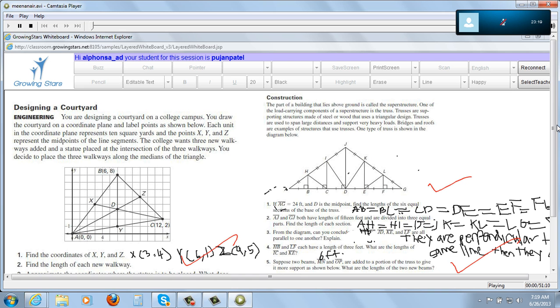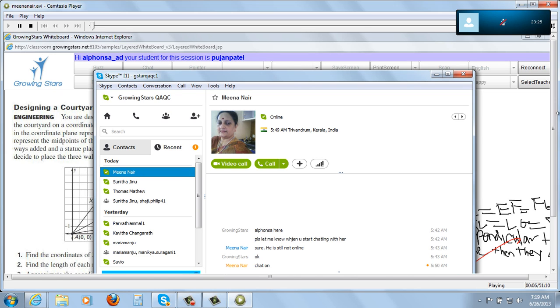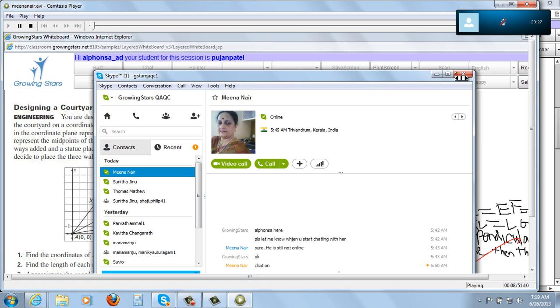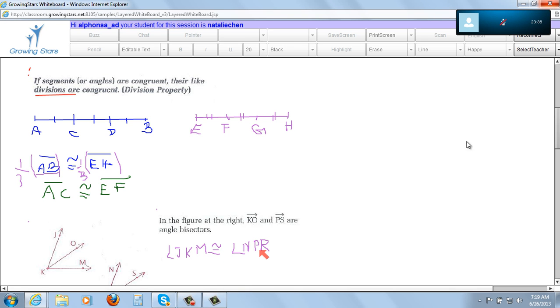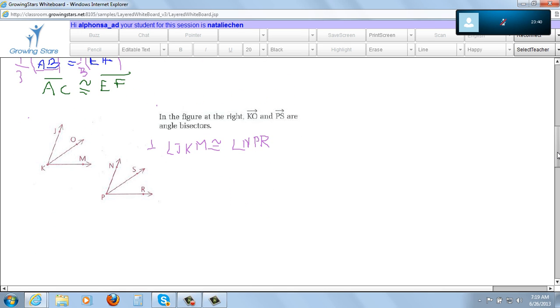In the same way, what is the relation between angle NPS and angle NPR? NPS is also half of NPR. So here, angle JKM is congruent to angle NPR, so 1/2 of JKM, that means you are dividing by the same number, is also congruent to 1/2 of NPR.